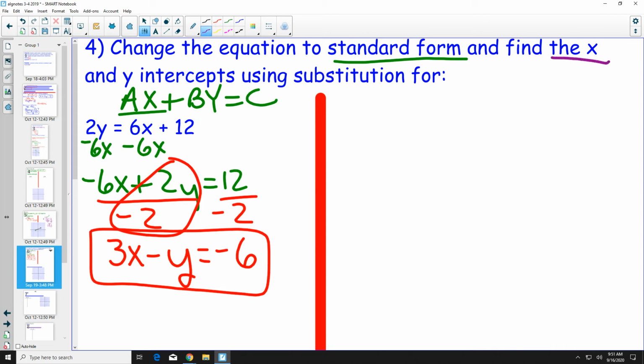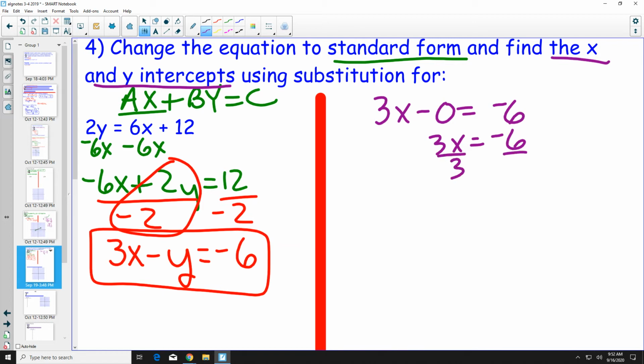Next, we're going to find the x-intercept and y-intercept. To find the x-intercept, we put 0 in for y. Good. So we would have 3x minus 0 equals negative 6. Well, this is just 3x equals negative 6. Then we divide both sides by 3. Good. And we'll get x equals negative 2. So my x-intercept is negative 2, 0.